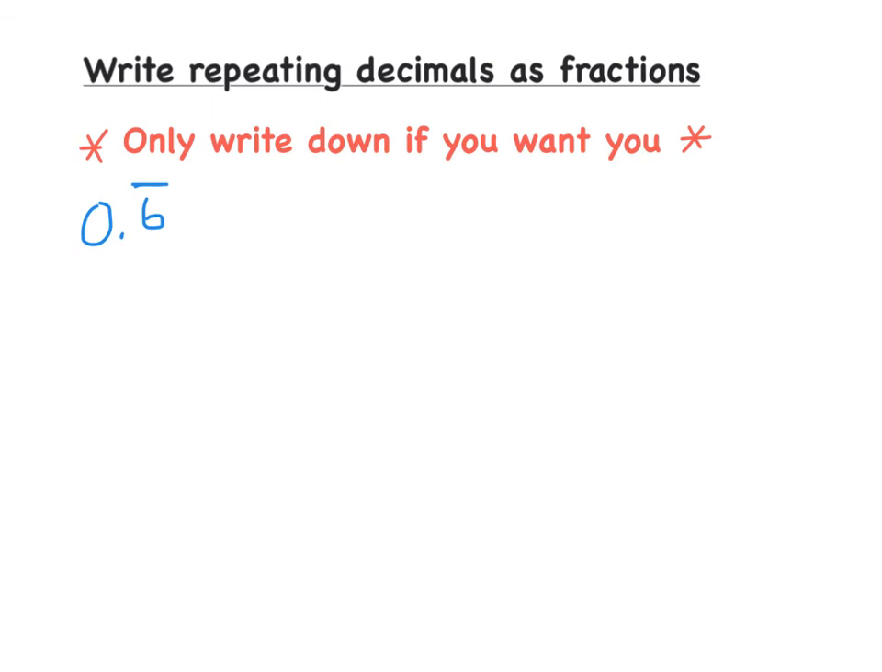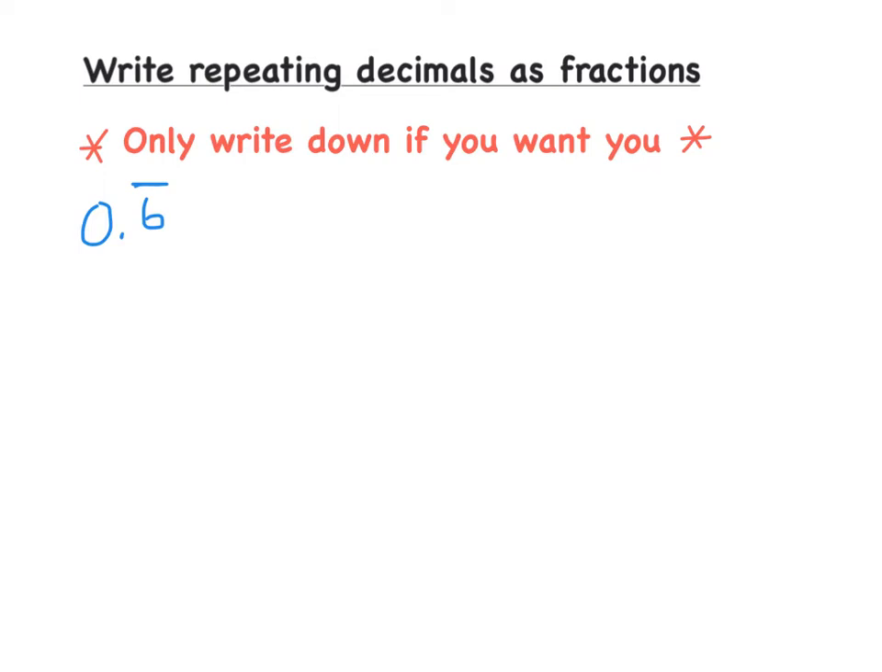So when we are writing repeating decimals as fractions, I'm going to show you the reasoning behind it. You do not have to write this down. So if we have 0.6 with a bar over top of it, it's going to be written as 2/3. But let me show you just a little thing behind it.